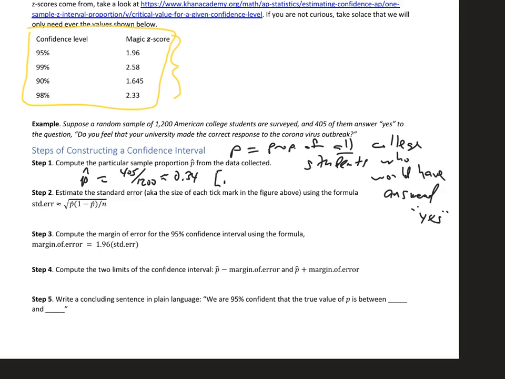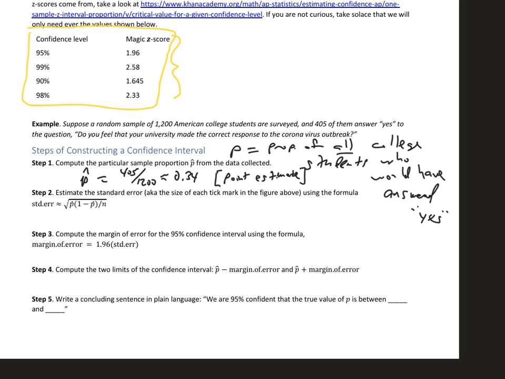Sometimes they'll refer to this as the point estimate. In other words, if you had to give a guess, a single number guess for the value of P, this would be your best single point guess, single number guess. So they'll call that a point estimate sometimes.